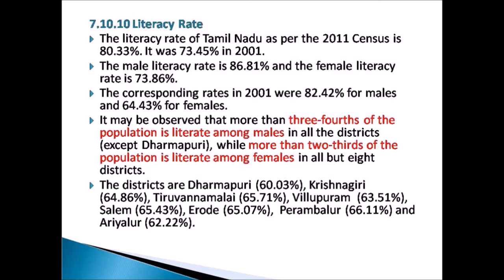That is, more than 3/4 of the males are literate in all the districts except Dharmapuri, while more than 2/3 of the population is literate among females in all except 8 districts, such as Dharmapuri, Krishnagiri, Tiruvannamalai, Viluppuram, Salem, Erode, Perambalur and Ariyalur. Except these 8 districts, in all other districts, more than 2/3 of the population is literate among females.